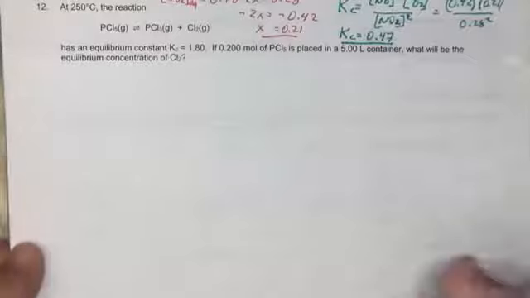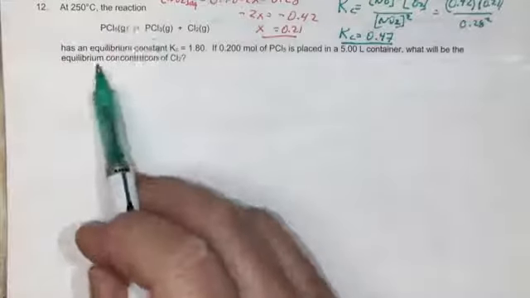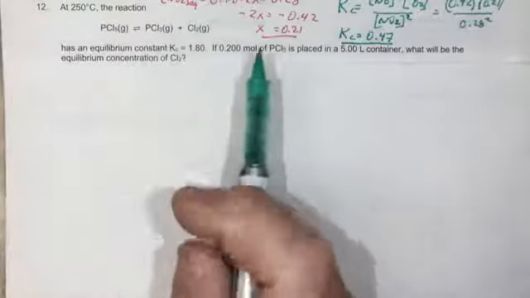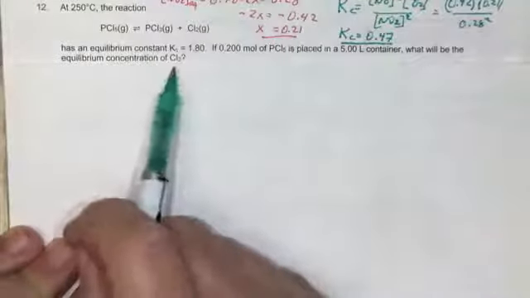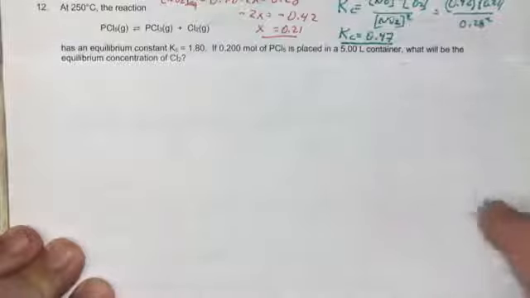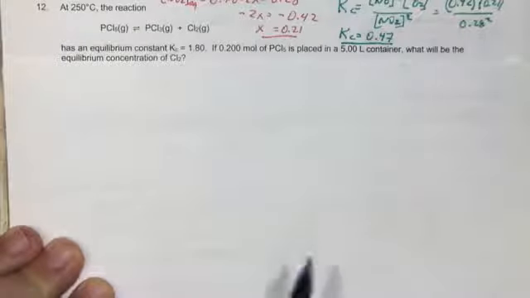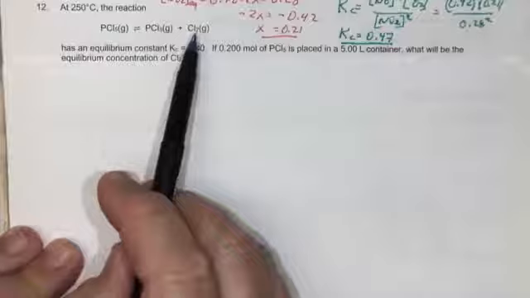Okay, number 12 says at 250 degrees C, this reaction has this equilibrium constant. If we put 0.2 moles of PCl5 in a 5-liter container, what will be the equilibrium concentration of chlorine? So when we set this up, when all else fails, you do two things. You set up the ICE table.